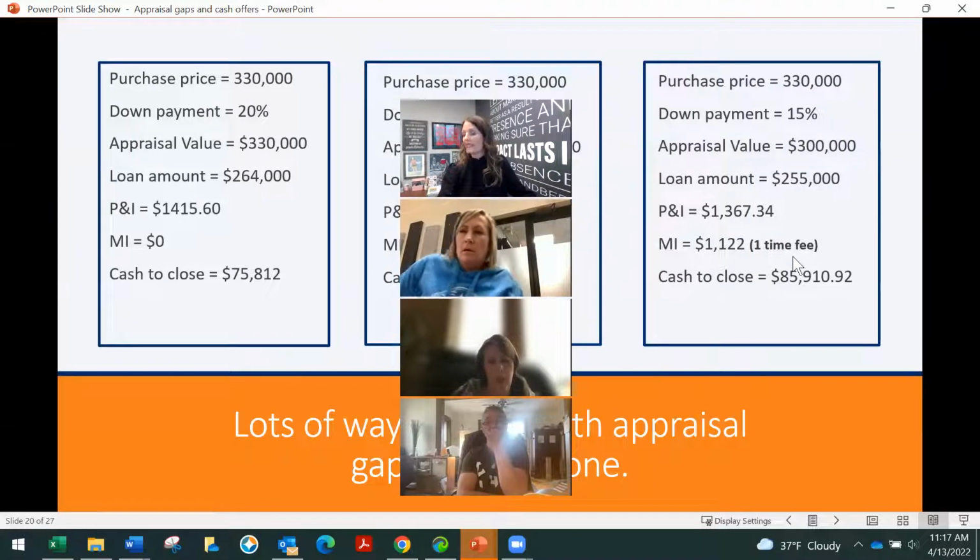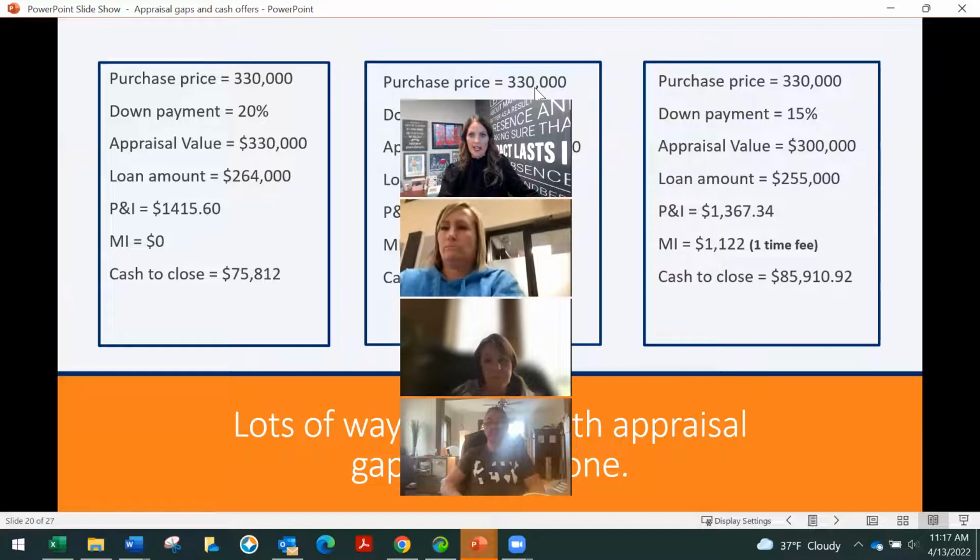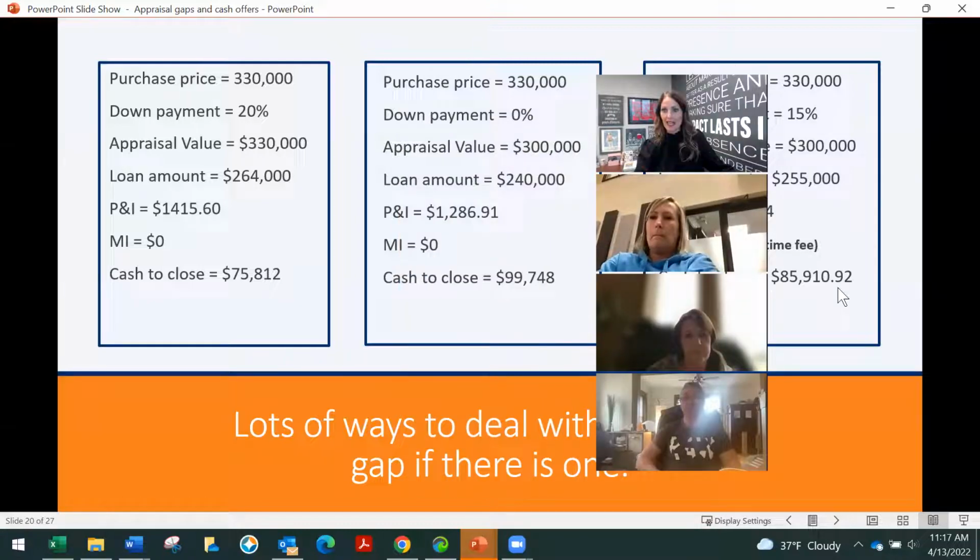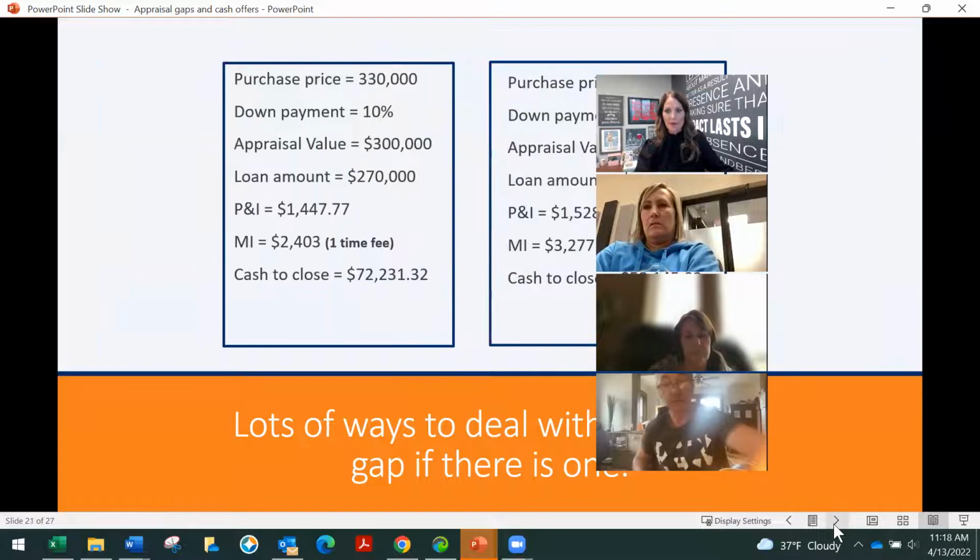So I could do a one-time mortgage insurance premium of $1,122. And now my cash is a lot less than if they paid dollar for dollar, but still about 10 grand more if I would have had a full appraisal. So let's even go a little bit deeper. Same numbers.